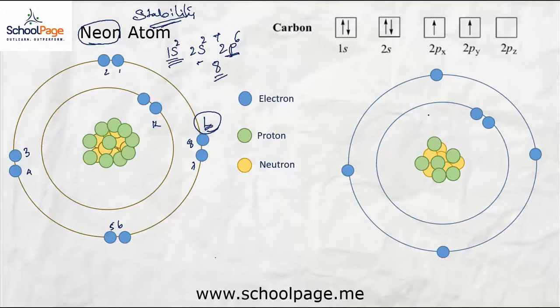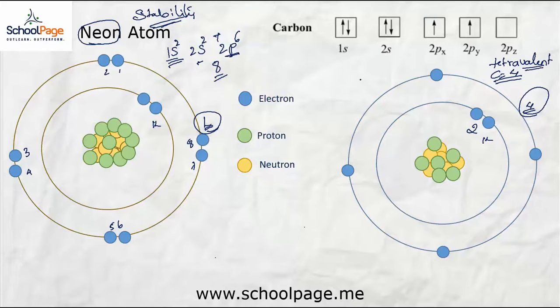Now observe the structure of the carbon atom. It has 2 electrons in the K shell and 4 electrons in its outermost shell. So it needs 4 more electrons to complete its octet configuration. Because carbon needs 4 electrons to complete its octet configuration, we call carbon tetravalent.